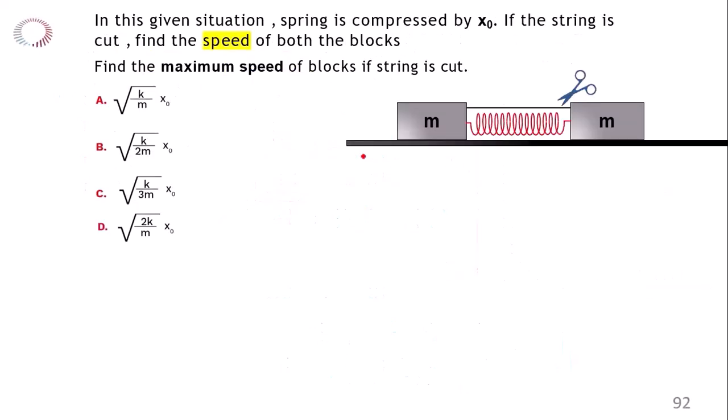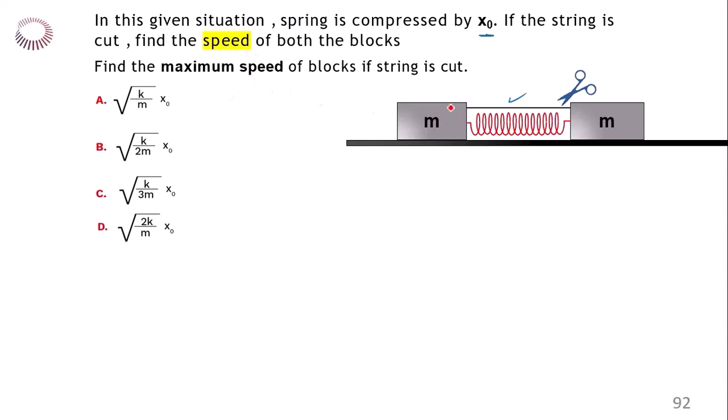Okay. Now there is a problem on the spring. So let us say in this situation, the spring is compressed by x naught distance. There is a spring which is compressed by a distance of x naught, and you tied these two blocks with a string. So once you cut the string, you are asked to calculate the speed of both the blocks.